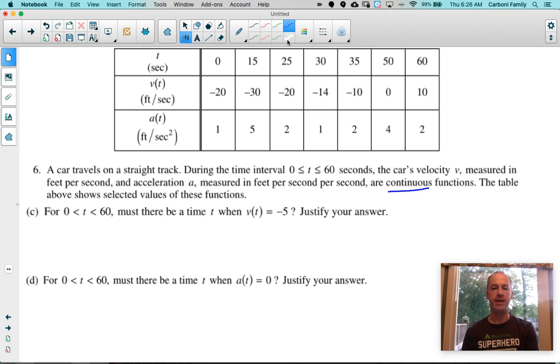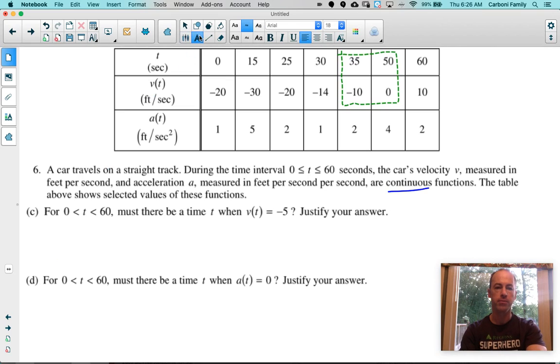And I see that right here because at 35, my velocity is -10. At 50, my velocity is 0. I have to hit -5 somewhere on that journey. And so to explain that, and I'm going to type this to make this a little bit quicker.